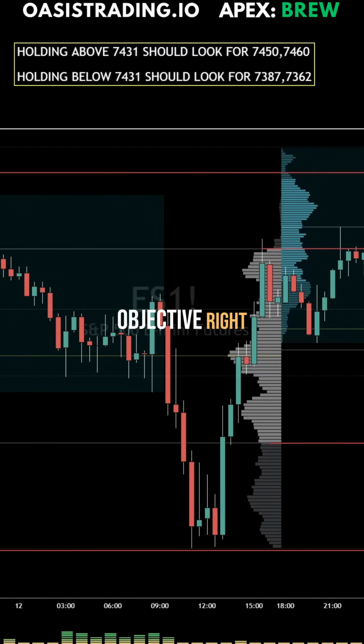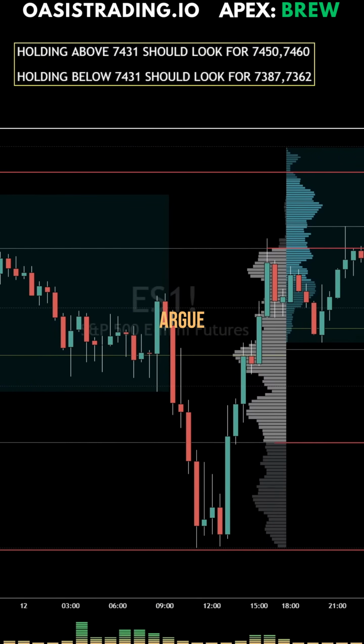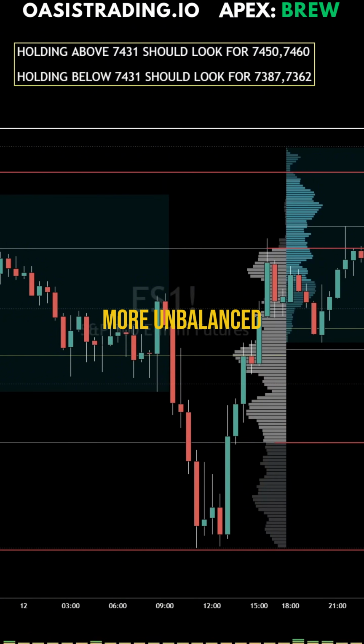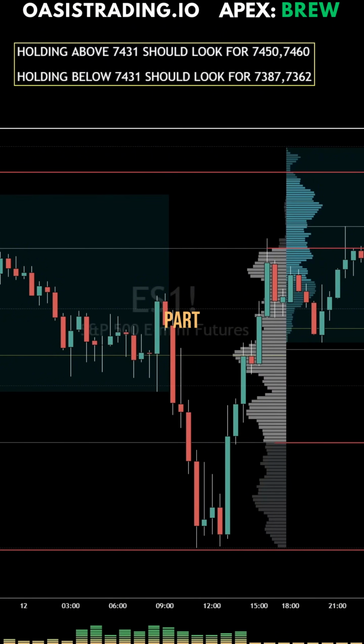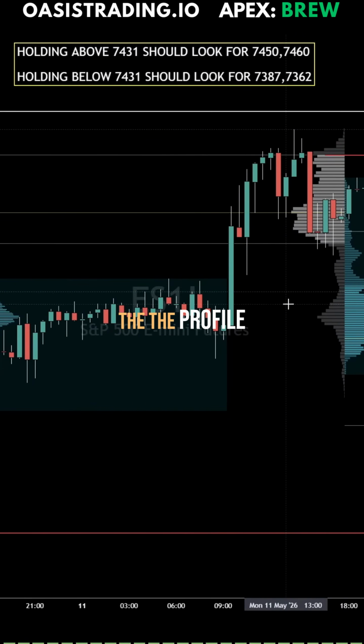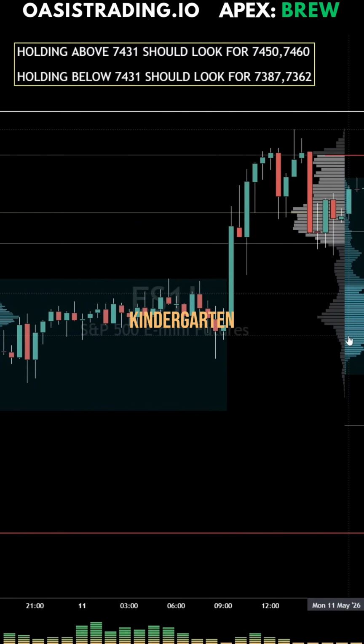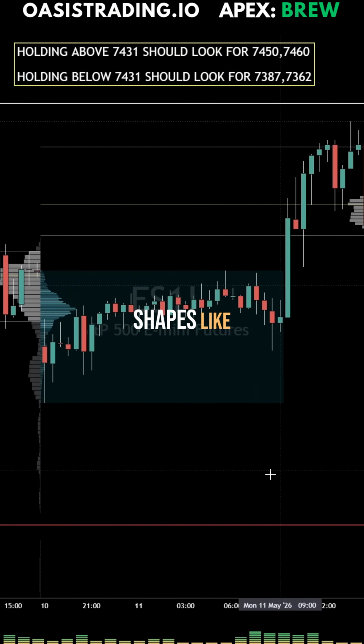It's very objective. The levels are defined very clearly. And you could even argue the shapes are also pretty defined. All you have to do is measure the tails. So if you want to make that very objective as well, you can just measure the tails and see which side is longer, which side is more imbalanced. But for the most part, you can just take a look at the profile. It's basically like kindergarten. You're just looking at shapes.